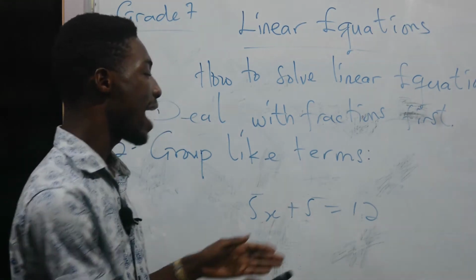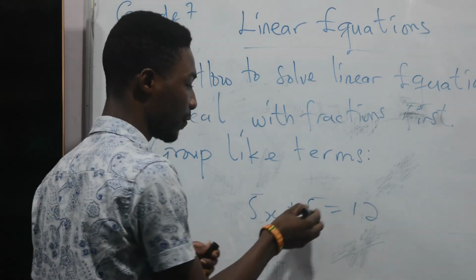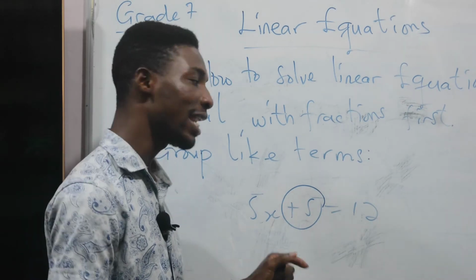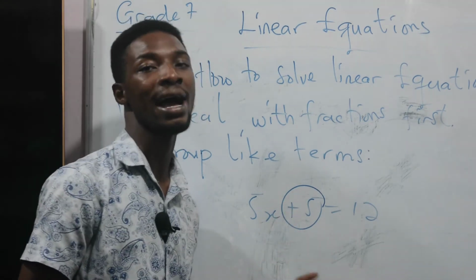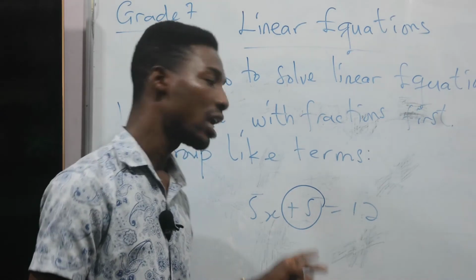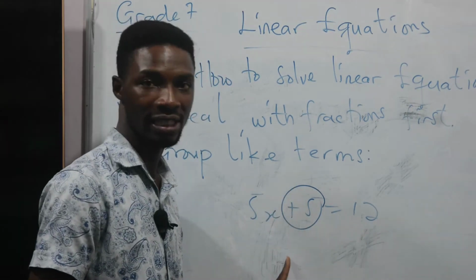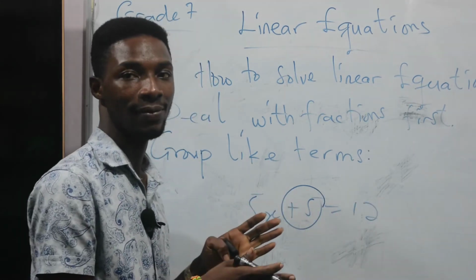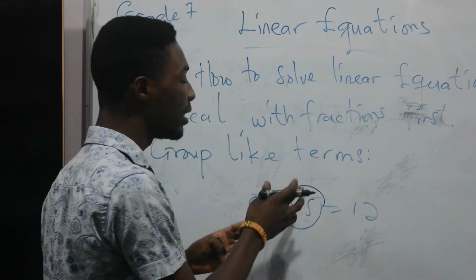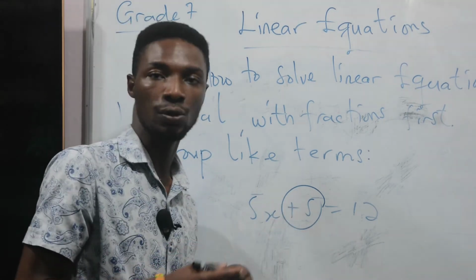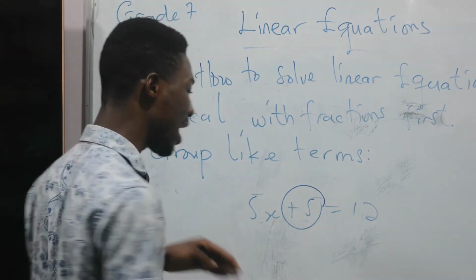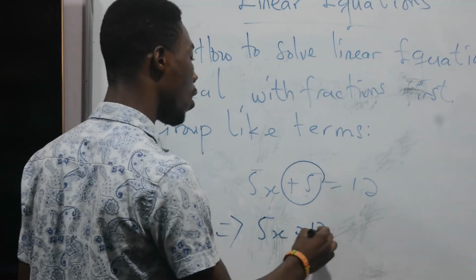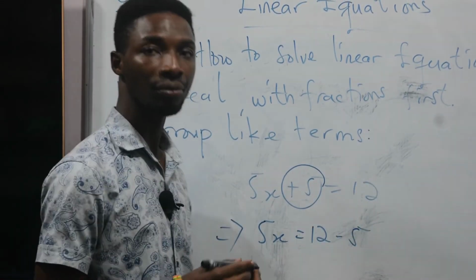Okay? So I have 5, it is positive. In algebraic expressions, we learned that the sign in front of a number forms part of the number. So this is plus 5, it is positive. I have to send it to this side so that I can group like terms. By the rule, this positive 5 is going to be changed to negative 5. Okay, so I'm going to get 5x is equal to 12 minus 5.